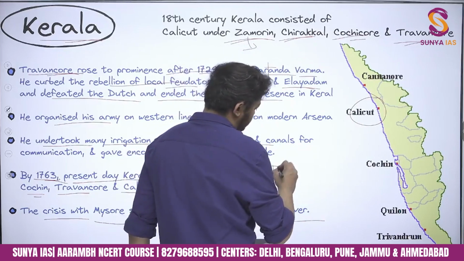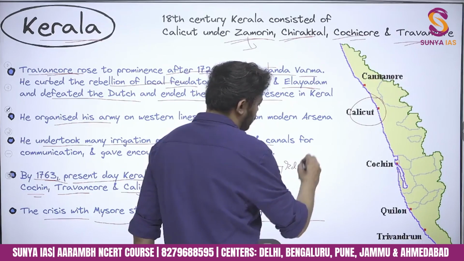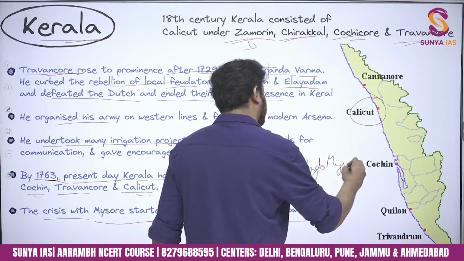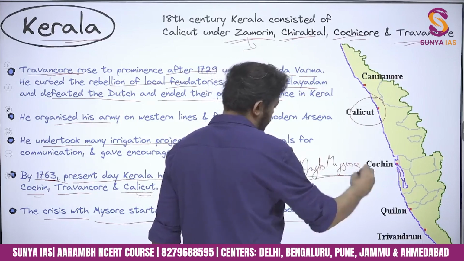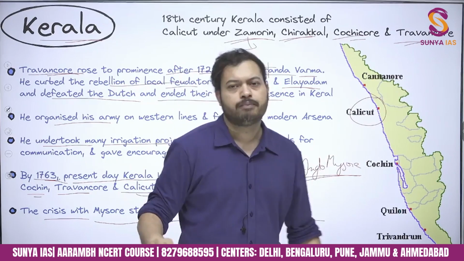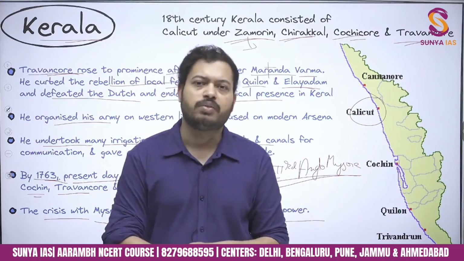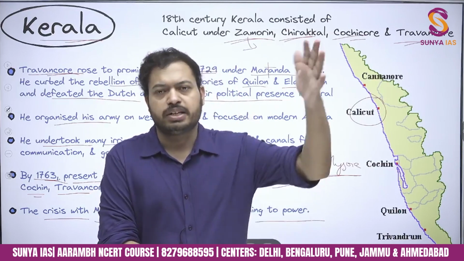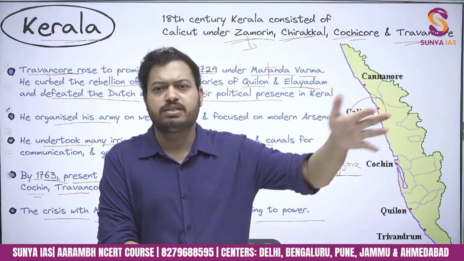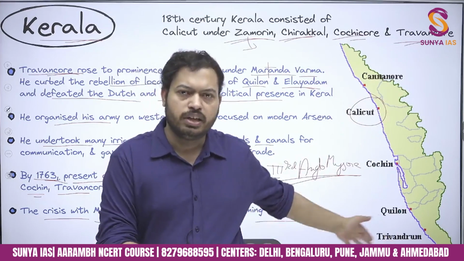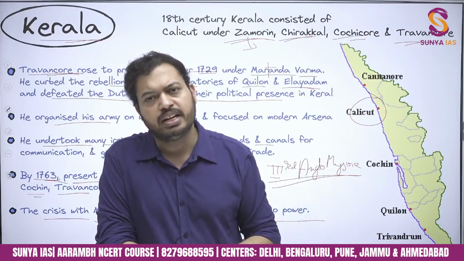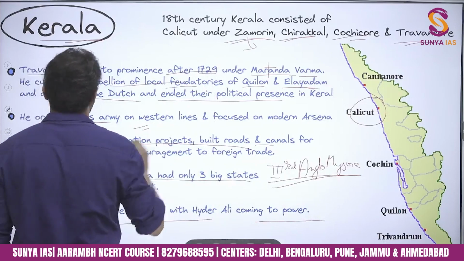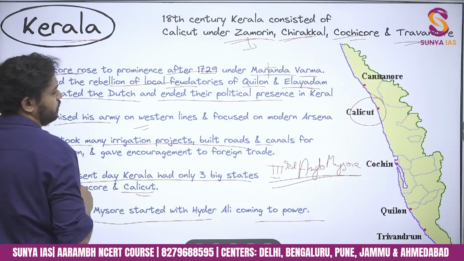The third Anglo-Mysore War was caused because of Mysore's crisis with Travancore. So you have to keep in mind how this inter-state, inter-provincial rivalry led to the involvement of the Britishers in native affairs. So let's move forward. That's the part about Kerala you need to know now.